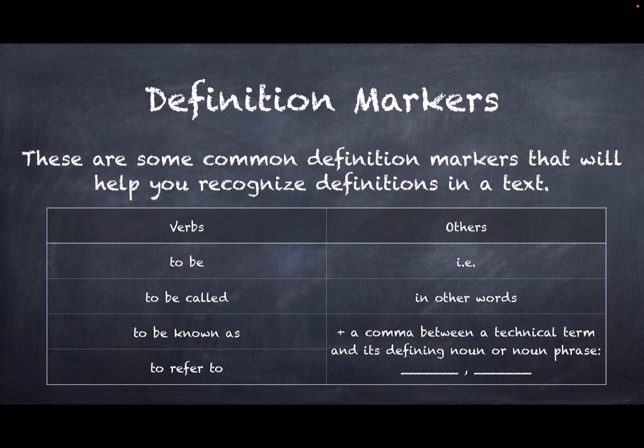This is a chart of definition markers. These are some common definition markers that will help you recognize definitions in a text. This list also appears in your textbook on page 147.